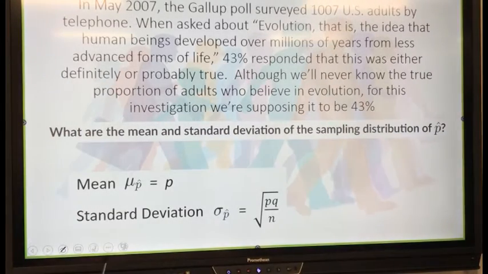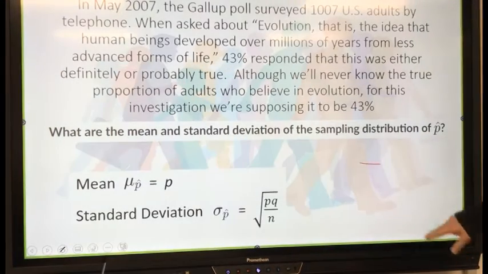So let's have you do this example. In May 2007, the Gallup poll surveyed 1,007 USA adults by telephone. When asked about evolution, that is, the idea that human beings developed over millions of years from less advanced life forms, 43% responded that this was either definitely or probably true. Although we'll never know the true proportion of adults who believe in evolution, for this investigation, we're supposing it to be 43%. So go ahead real quick, find the mean and the standard deviation.